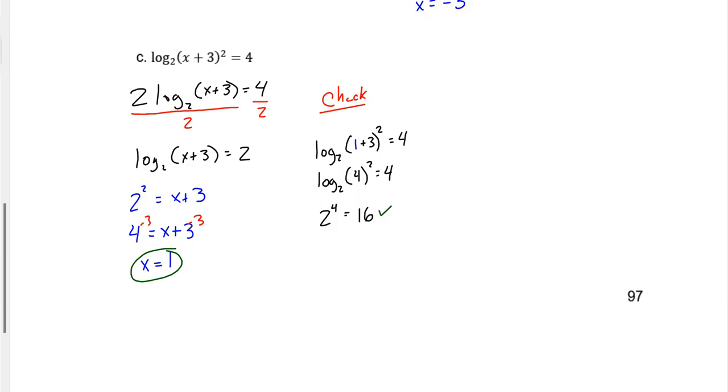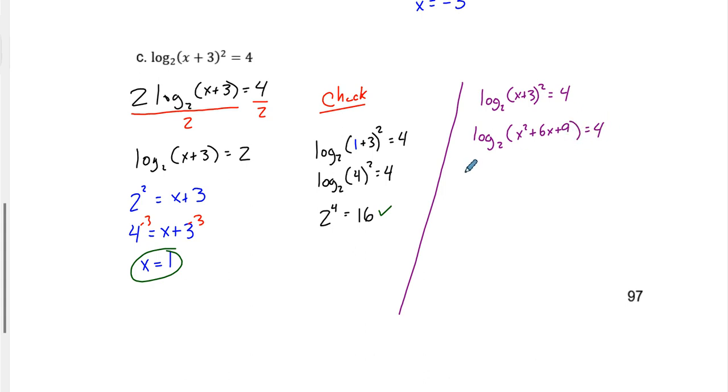But here's where another possible answer comes in. Sometimes people don't bring that 2 out. So we'd have a log base 2 of that x plus 3 squared. And they want to fully distribute this out. So x plus 3 squared would be x squared plus 6x plus 9 would equal 4.